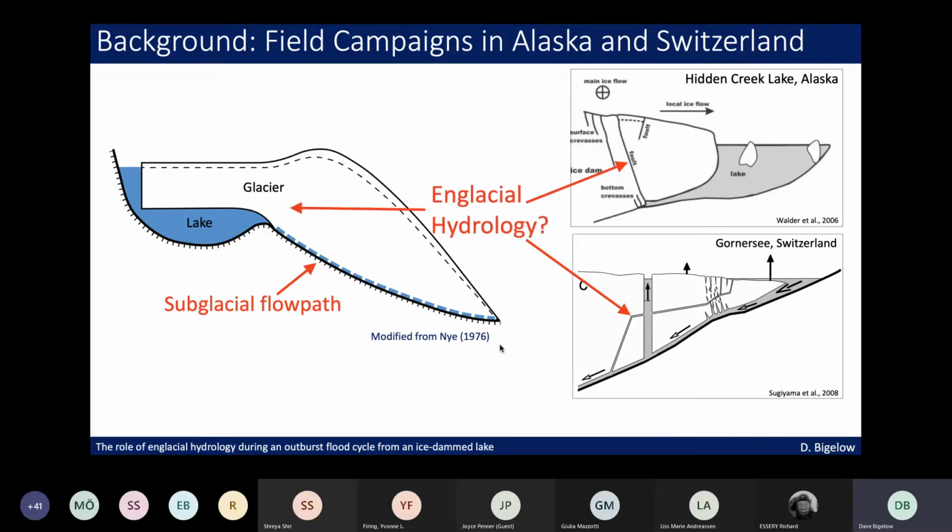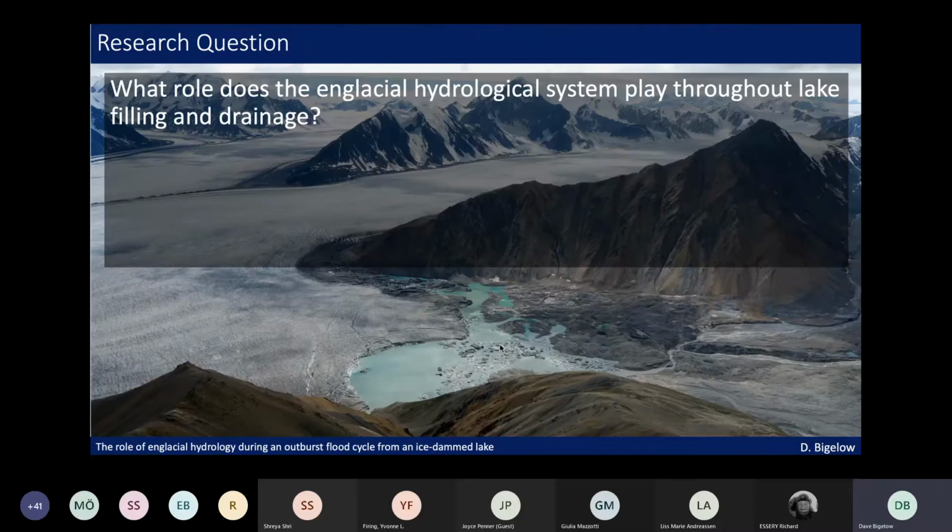So that was the question that we aimed to answer in our study: what does the Englacial system do during a glacial lake filling and drainage event? More explicitly, our research question was, what role does the Englacial hydrological system play throughout lake filling and drainage?